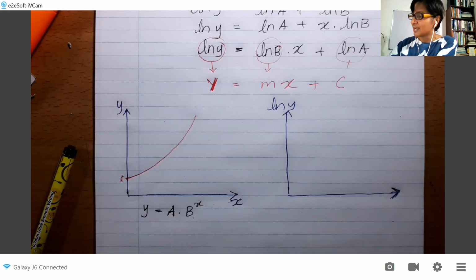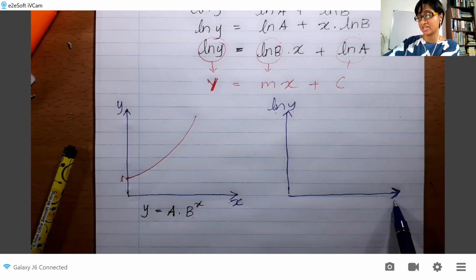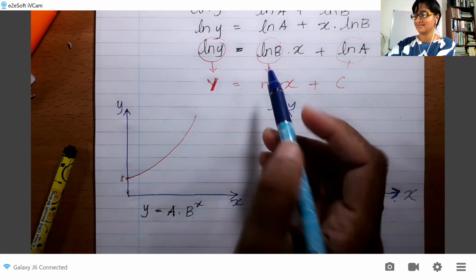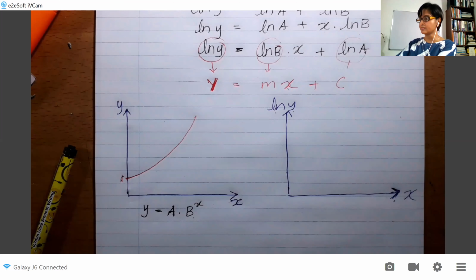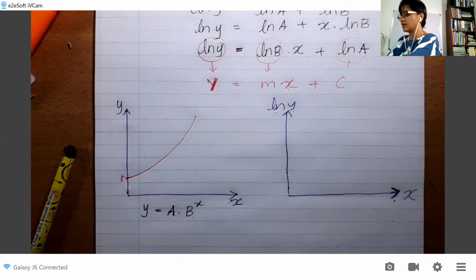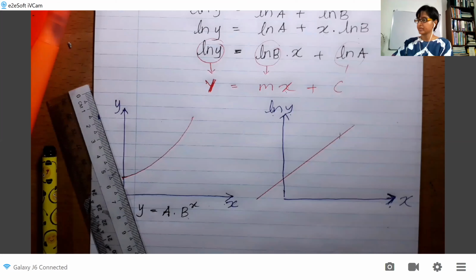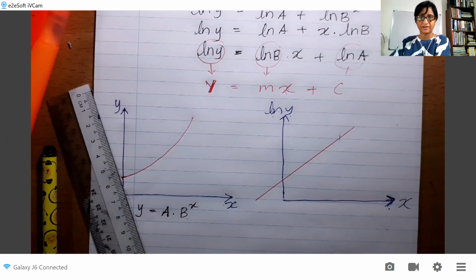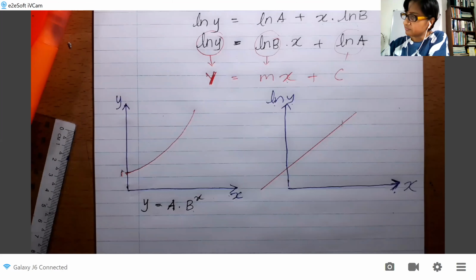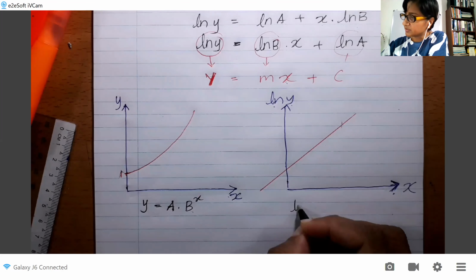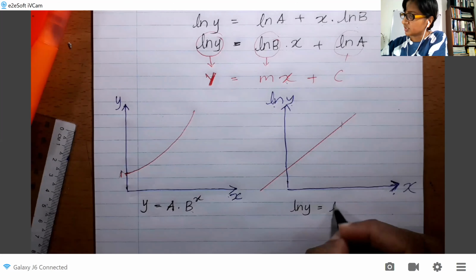Okay. So now I have to plot this graph between ln y versus, should I change my x-axis into something else? No, I can keep it as x. It is x, right? And then that ln y versus x graph would be a straight line. It could be a straight line this way. So that's what you get when you do ln y equals ln b x plus ln a.